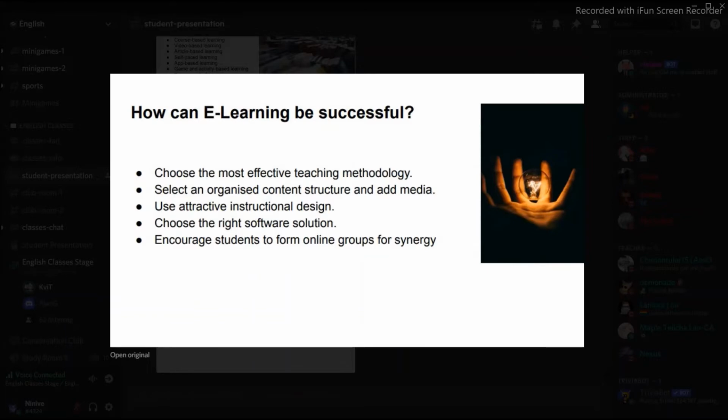That's why you have to choose what you like, because when you learn what you like, you will get to higher levels and make a lot of progress. And that's how you make e-learning progress, how you can make it very, very successful. Next, please.